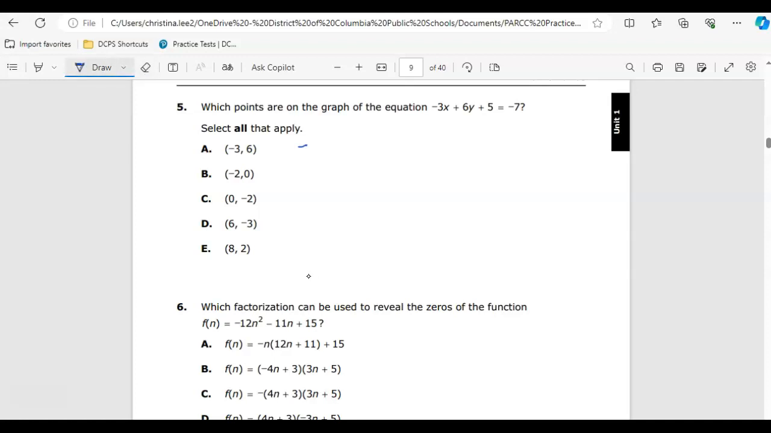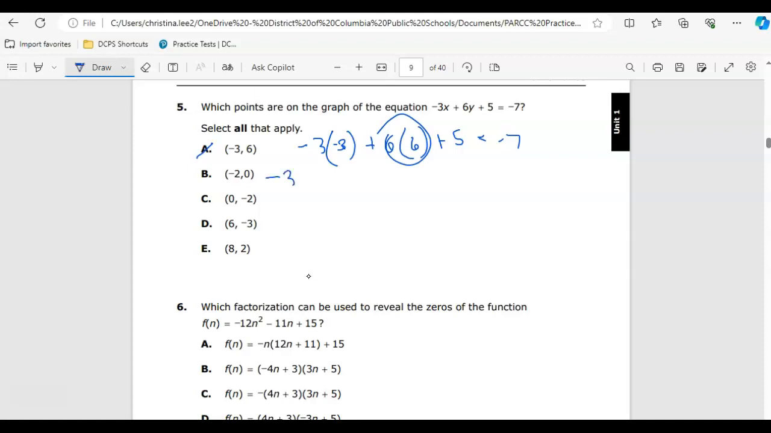So if I plug in negative 3 times negative 3 plus 6 times 6 plus 5, is that going to equal negative 7? Well, just looking at that, I can tell you that absolutely that will not, because this alone is 36. And 36 plus 5 minus, actually it's going to be a plus 9, is not going to equal negative 7. So we know that that is not going to work.